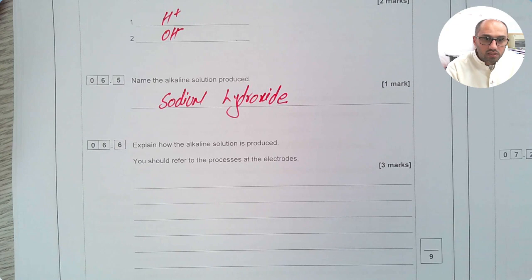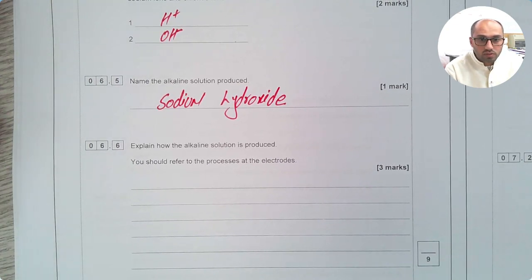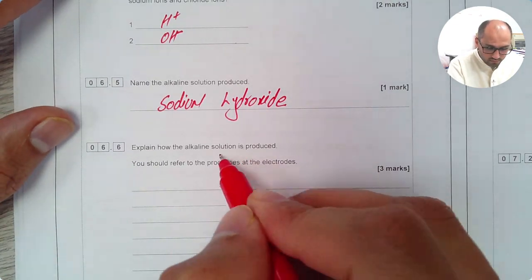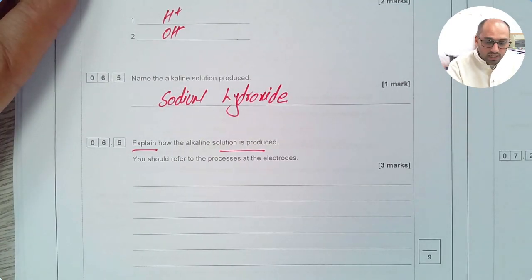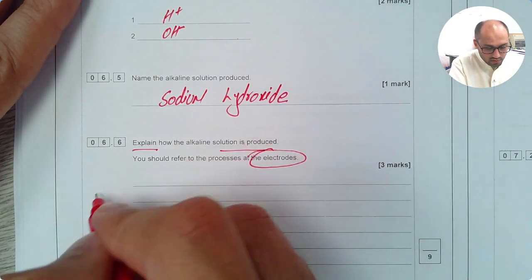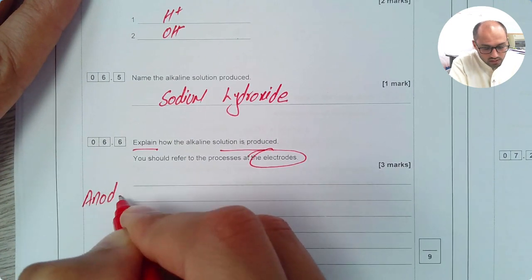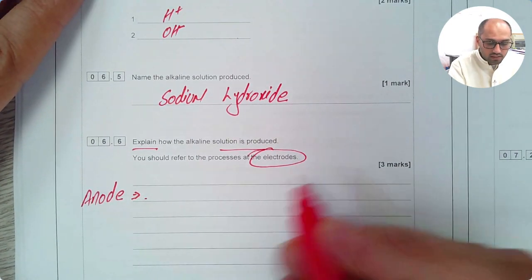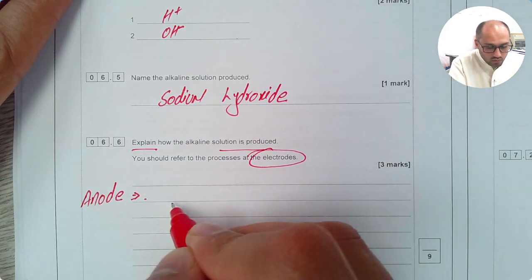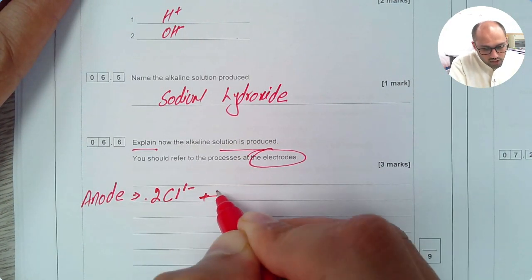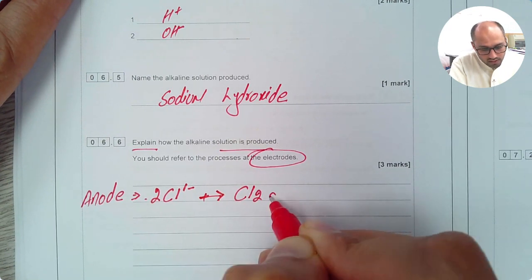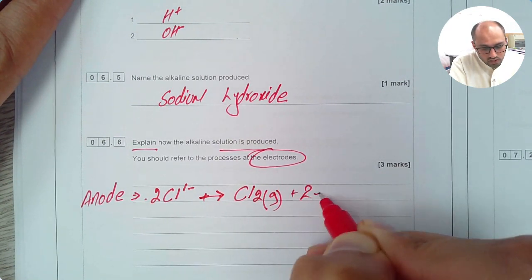Last part of this question says explain how the alkaline solution is produced. So you have to explain the process. You should refer to the processes at the electrodes. So I'm going to write down anode, which is positive in this case. What happens at the anode? You will have 2 Cl−, and they will change into Cl2 gas plus they'll release 2 electrons.